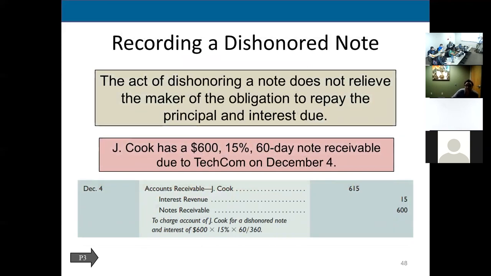All right, now all of a sudden, Jay Cook's had some financial difficulty. And I'm going to say that the note's going to be dishonored. So he's having some financial difficulty. And look, the act of dishonoring does not relieve the maker of the obligation to repay the principal and interest due.